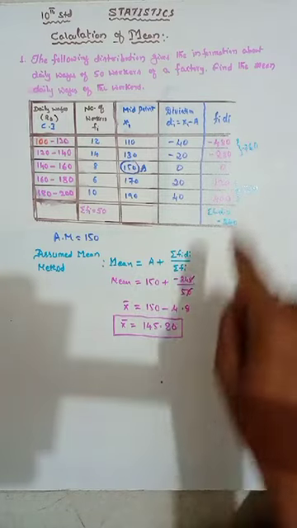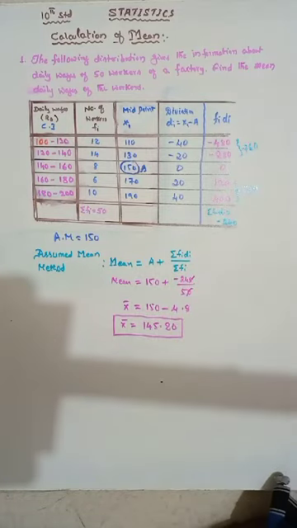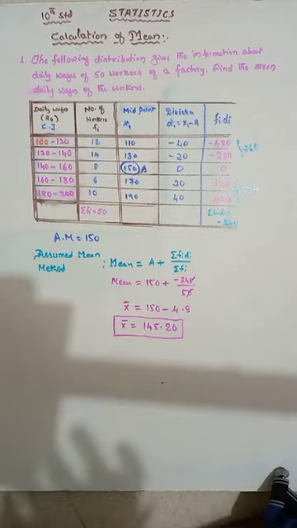This is how we calculate the mean of the given grouped data by the assumed mean method. We are getting the same value. So in the exam, if you are asked to calculate the mean, you can go for either the direct method or the assumed mean method. Don't go for both methods. Either of these two you can use. I think you clearly understood, no?